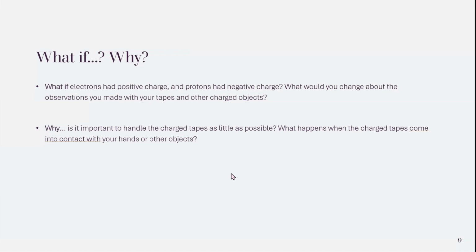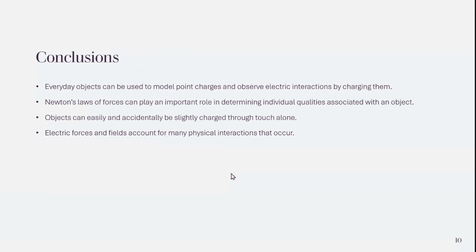Okay, and why is it important to handle the charged tapes as little as possible? What happens when the charged tapes come into contact with your hands or other objects? It's important to handle the charged tapes as little as possible to ensure that they remain charged. When they came into contact with my hands or other neutral objects, they might have begun to neutralize themselves by gaining back some of the electrons that they lost, and this would have skewed the experiment results.